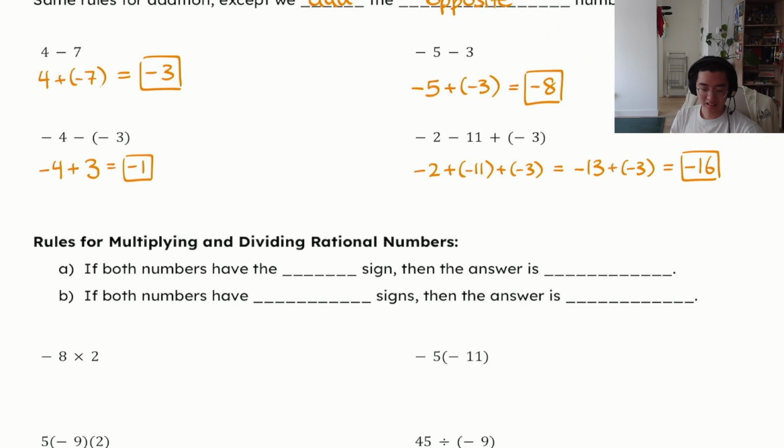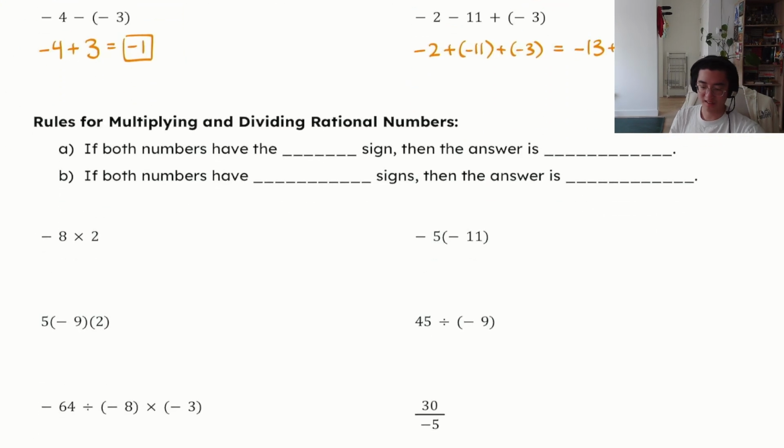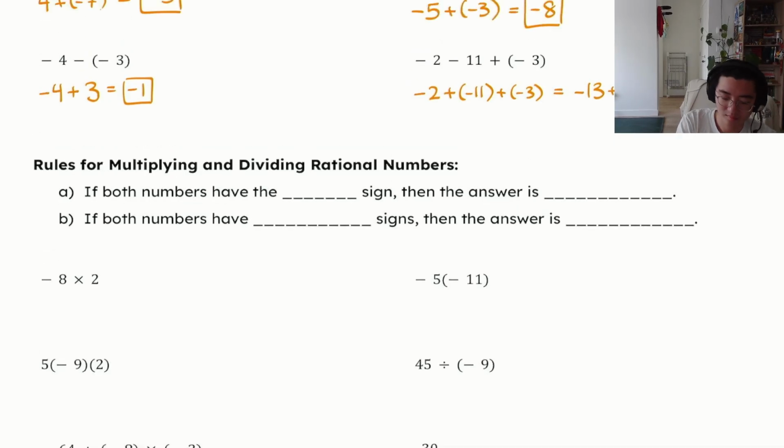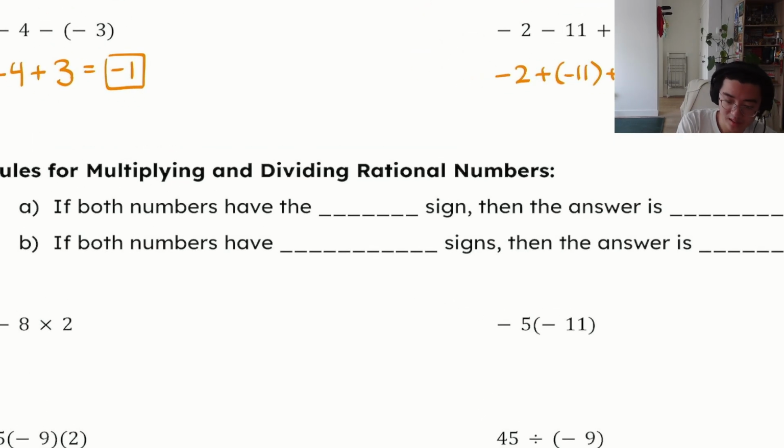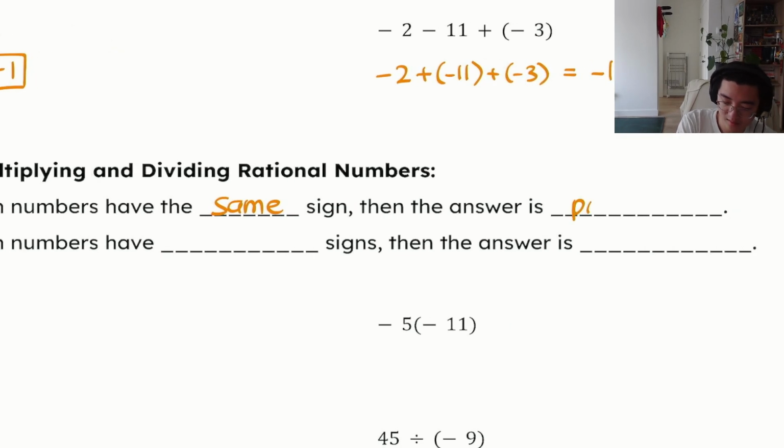Okay, our last little topic today is multiplying and dividing. If both of the numbers have the same sign, then the answer is positive. If they're different, or opposite, the answer is negative.